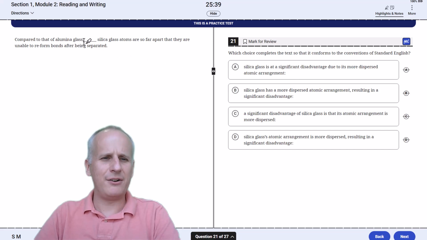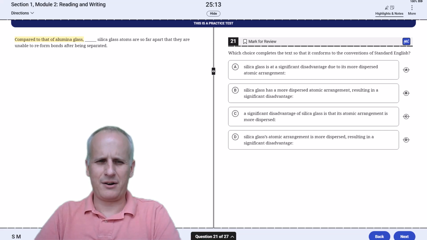So it says, compared to that of alumina glass, silica glass atoms are so far apart that they are unable to reform bonds after being separated. So whatever's going to go in that blank has to be compared to something that is basically possessed by the alumina glass. So let's see if we can't get that highlighted. There we go. So if we start with choice A, silica glass is at a significant disadvantage.